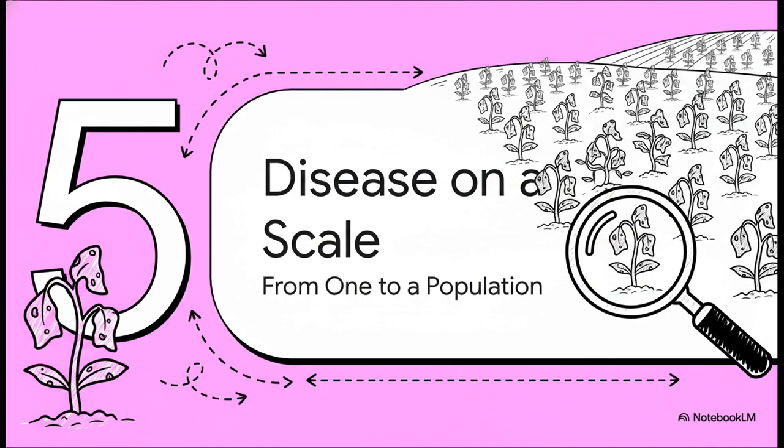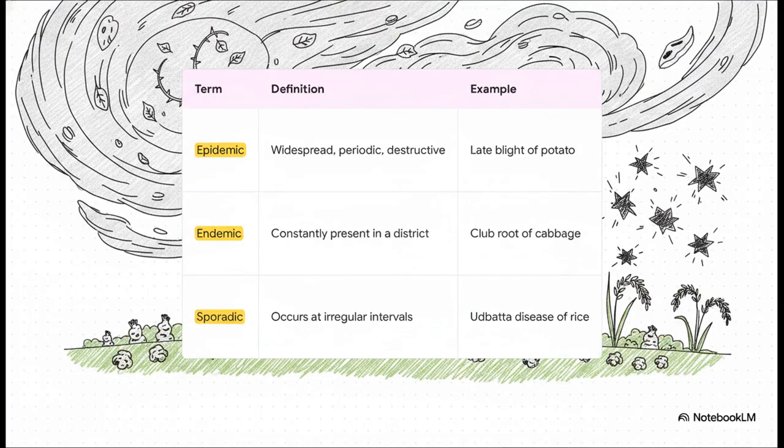All right, let's zoom out for a minute. Because how a disease behaves across an entire field, or even a whole region, is just as important as what it does to a single plant. We basically classify these big outbreaks in three main ways: An epidemic is like a huge, destructive wildfire that flares up over a wide area, but maybe not every year. An endemic disease is more of a constant, low-level problem that you just kind of expect to see in a particular area. And then sporadic is the most unpredictable. It's like a random pop-up storm that happens at irregular times and places.